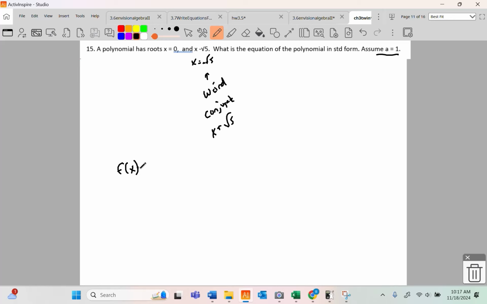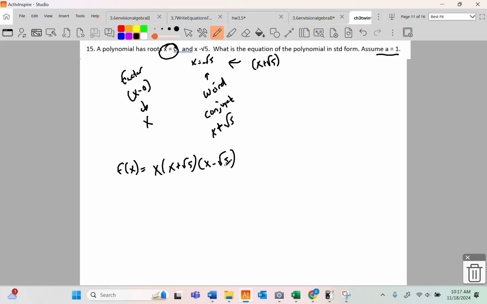So when we write our equation, we have x equals 0, which the factor would be x minus 0, which is just x. Here we have x equals negative root 5. The factor would be x plus root 5 because we change signs when we enter parentheses. And here we have positive root 5, so the factor would be x minus root 5. And then you just ask yourself, what would Jesus do? Jesus would FOIL all day long.